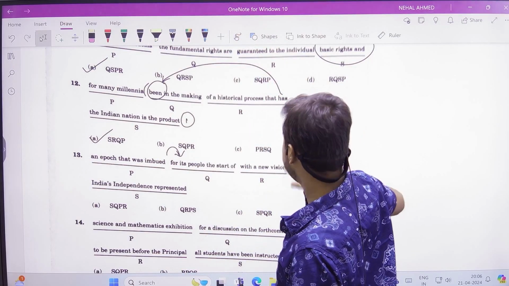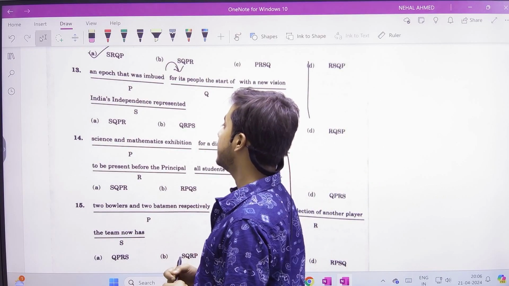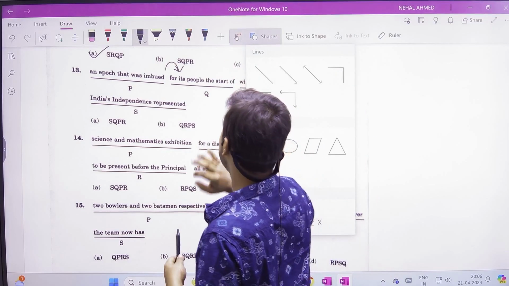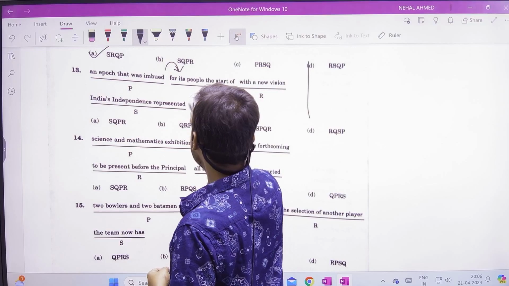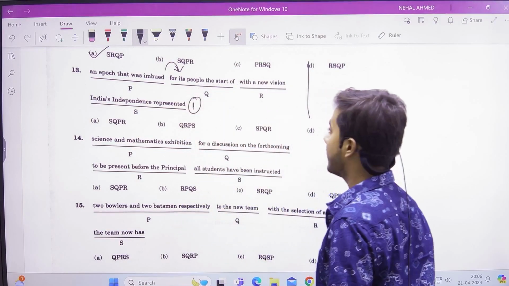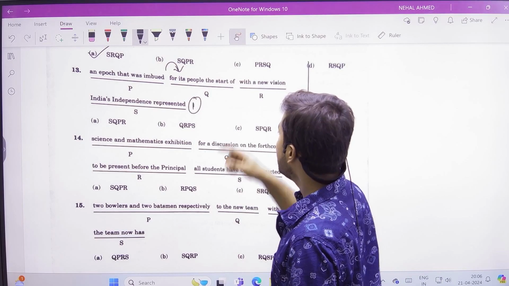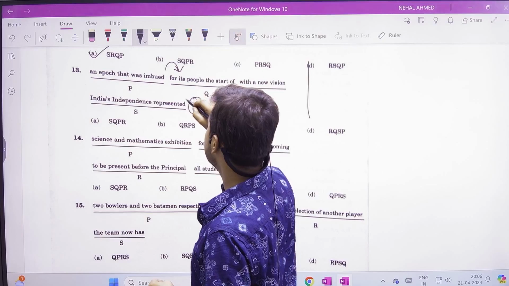After that, let's proceed. So you see India's independence represented. So this is going to be the first part of the sentence, right? India's independence represented for its people. Represented for whom? Represented for its people.